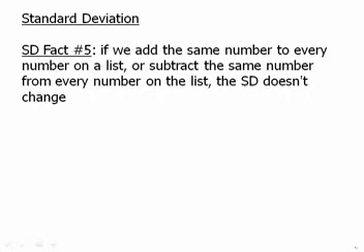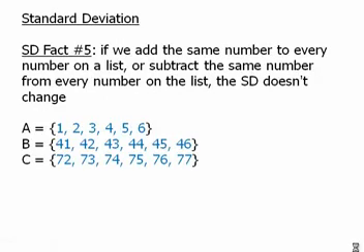Fact number 5. If we add the same number to every number on the list or subtract the same number from every number on the list, the standard deviation doesn't change. So we look at these 3 lists, 1, 2, 3, 4, 5, 6, we add 40 to every number on the list, or we start with A and we add 71 to every number on the list. In either case, in all 3 cases, we just have a set of 6 consecutive integers. So those always have the same spacing.